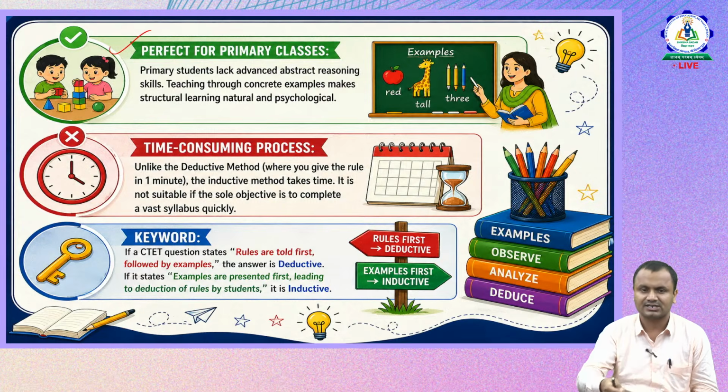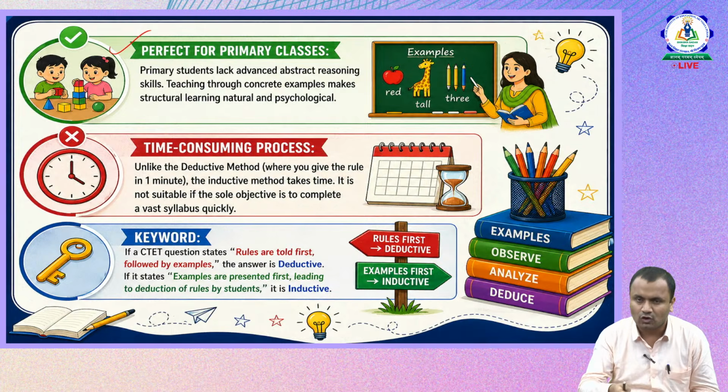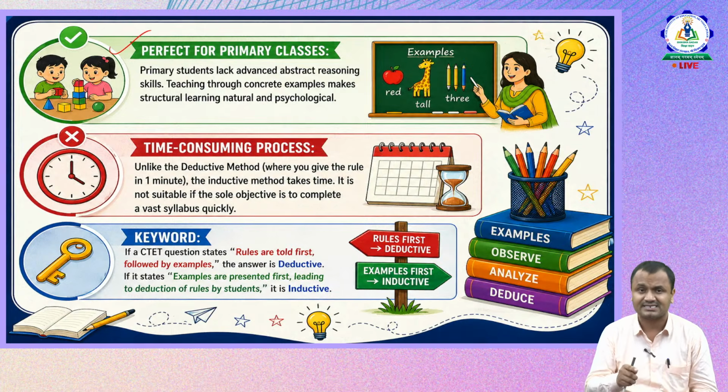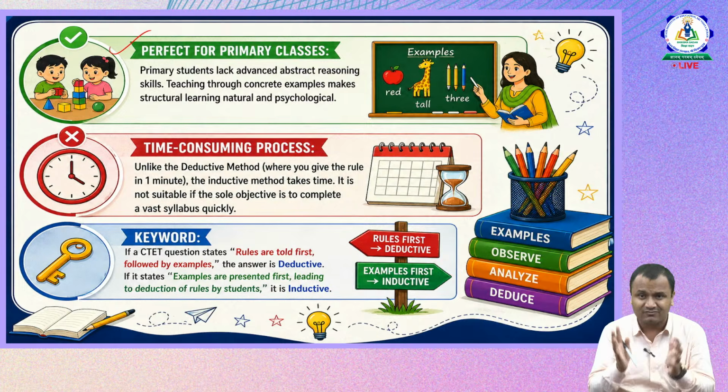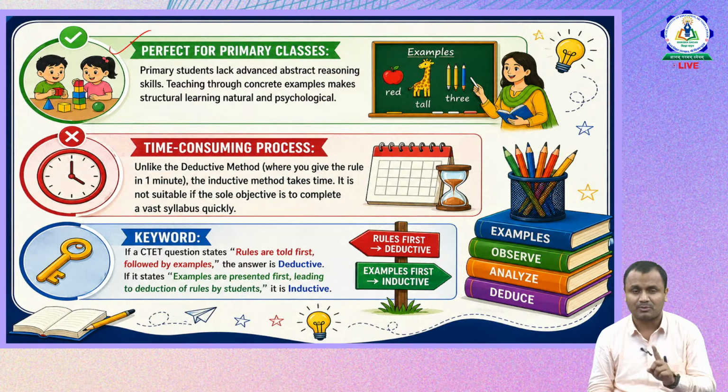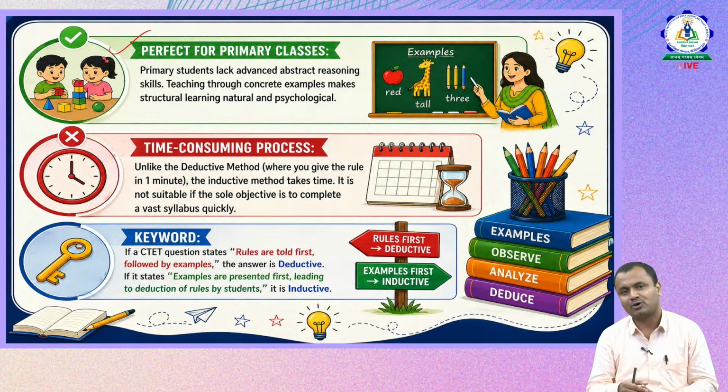Let's say the options are inductive, deductive, and so on. We have to always opt for the inductive method. The inductive method is best for primary classes. Why? Because it gives the opportunity to explore, to discover, to work, to get involved through your senses. So it is good for primary classes because it gives the opportunity of learning by doing, of hands-on activities.